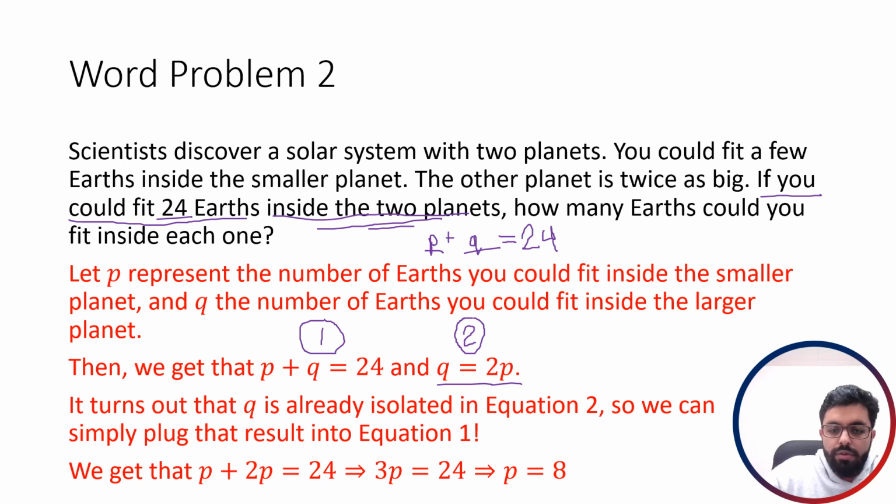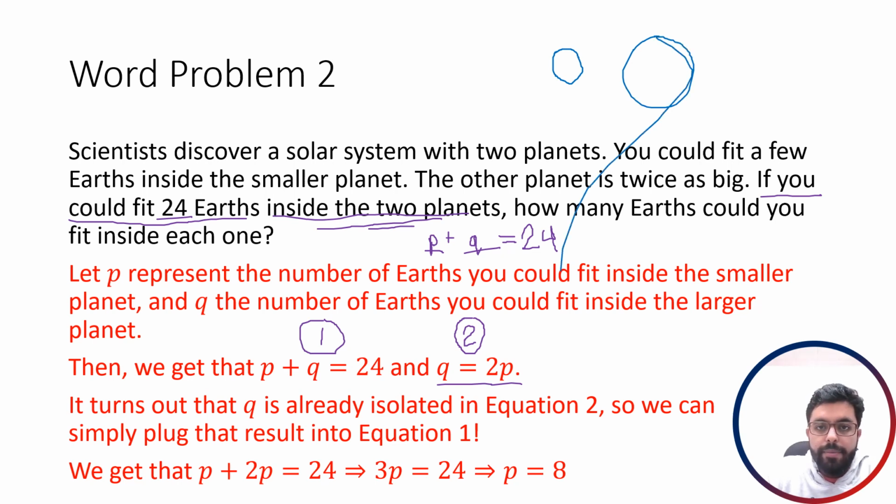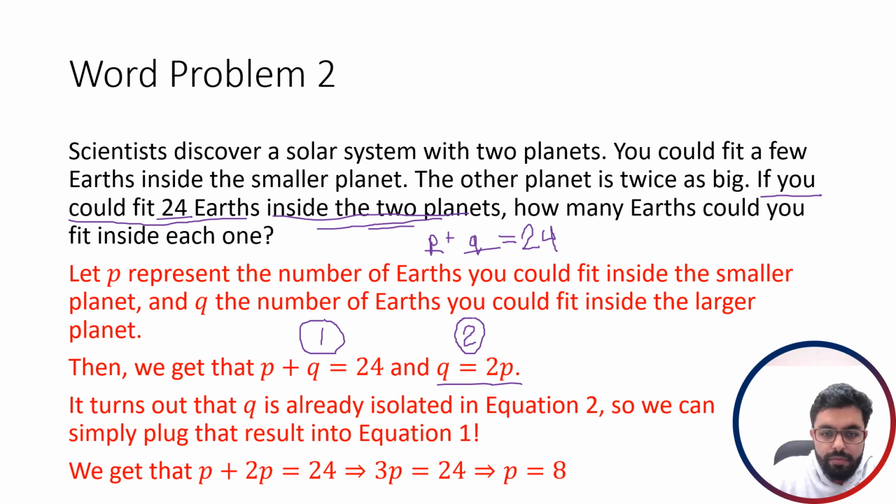So let's draw out the two planets. And by the way, on your test, if you think it'll help you to draw out a diagram to understand what's going on, you're more than welcome to do that. All right, so suppose these are our two planets. Let's try that again. There's our smaller planet, and there's our larger planet.